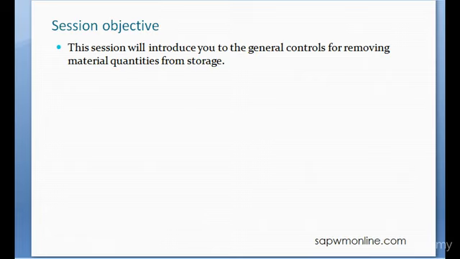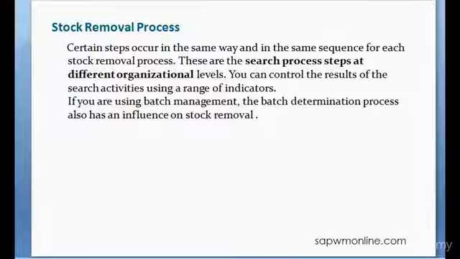This session will introduce you to the general controls for removing material quantities from storage. So basically, the stock removal process refers to removing of material stock from a storage bin. Now, this removal of stock could be for, say, for example, outbound delivery, or maybe some internal process like goods issue for scrapping or a goods issue for a production order. So the bottom line is the operation of removing material from a storage bin is called the stock removal process.